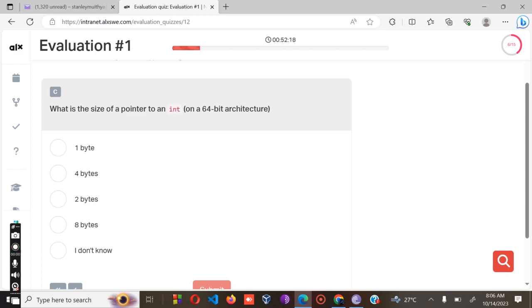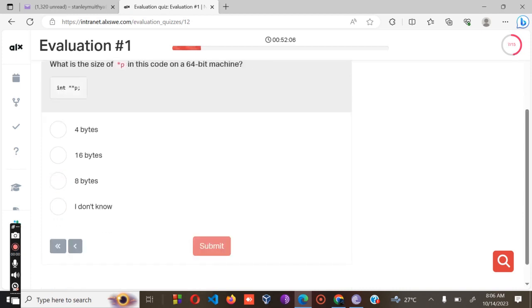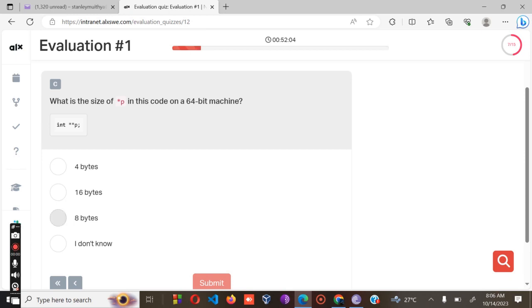Then we have 4 bits, 2 bits. But the correct answer for this one, for the int, is supposed to be 8. 8 is the correct answer. Then we have: what is the size of P?